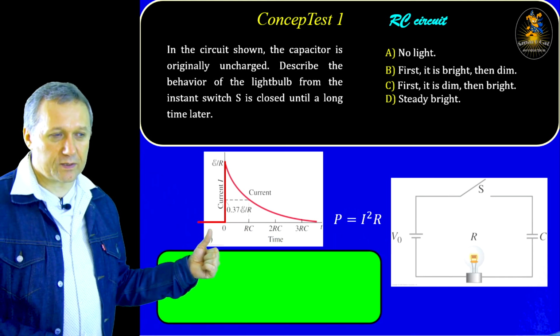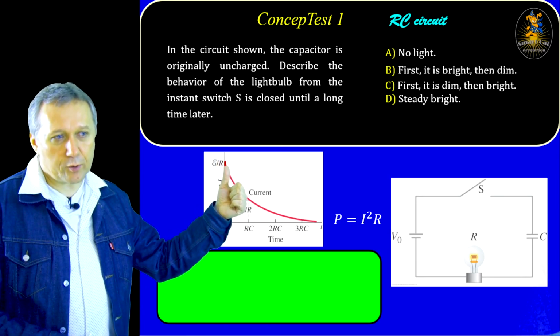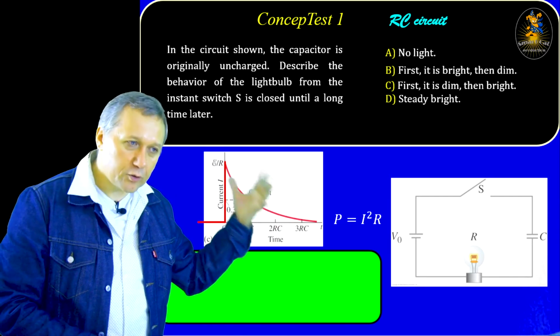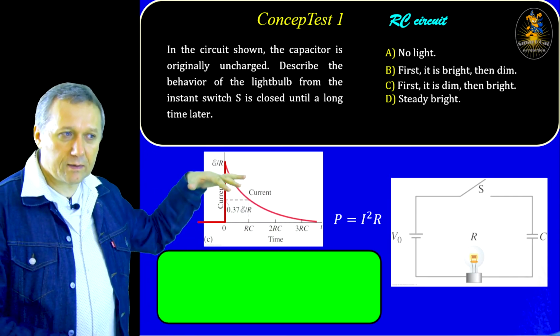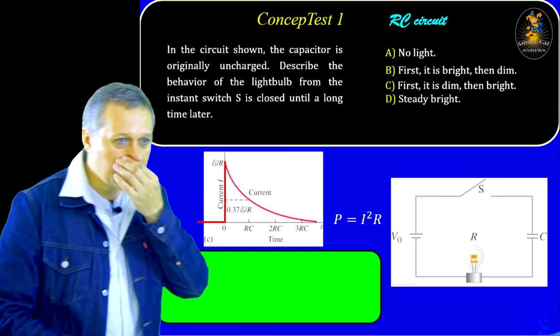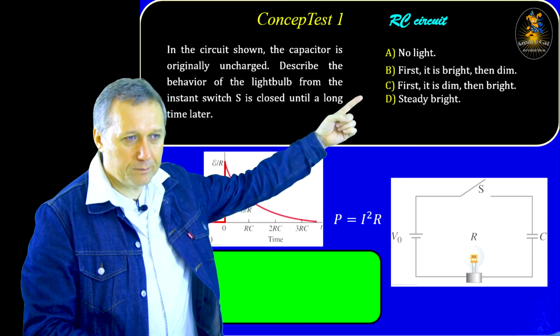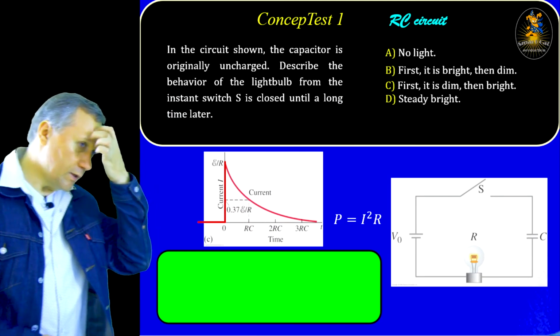So first the bulb is going to be bright, and then as time goes by, that brightness is going to get smaller and smaller. First it is bright, and then it gets dimmer and dimmer. So that is the option bright and then dim. It's option B. That's how we should analyze it.